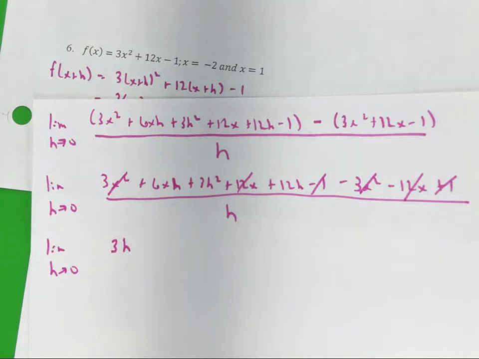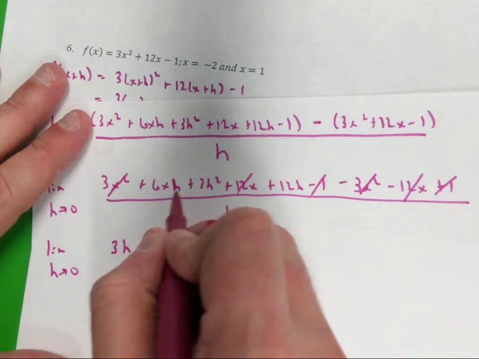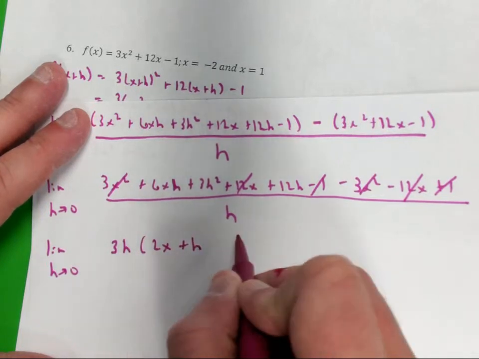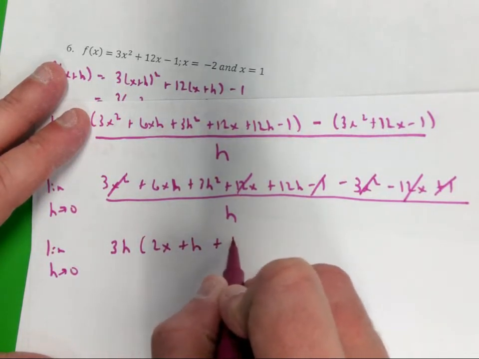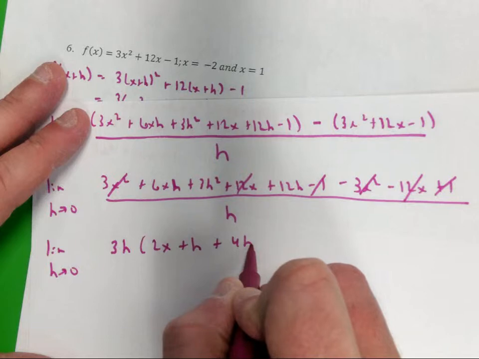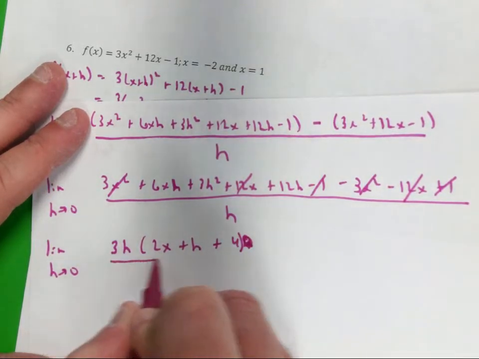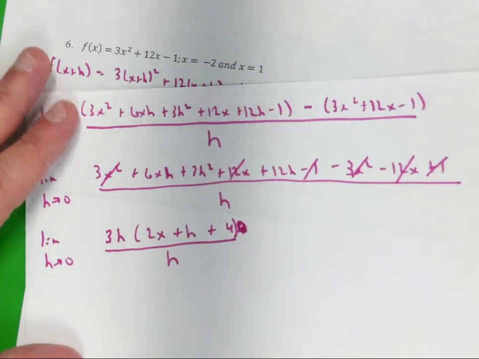To be honest with you, as long as you just factor the h out, because 3 is not the only thing that's going to cancel out your h's. But if you factor 3 out, it's fine. We go ahead and do that. All right, that leaves me 2x plus h plus 4h plus 4 all over h.